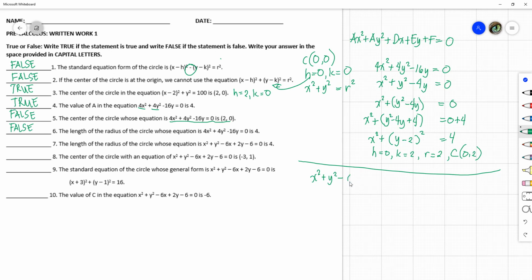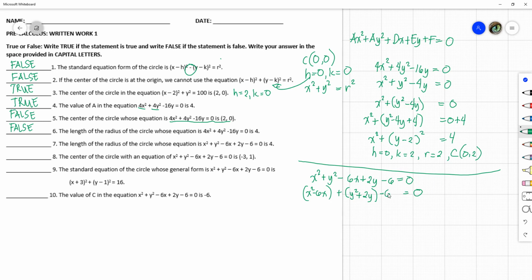So we have x squared plus y squared minus 6x plus 2y minus 6 equals 0. In this case, we are going to group those terms with common variables. So we have x squared minus 6x as one group, plus y squared plus 2y as another group, minus 6. Now, take note that in our standard form of the equation of the circle, there would be no constant term on our left side.